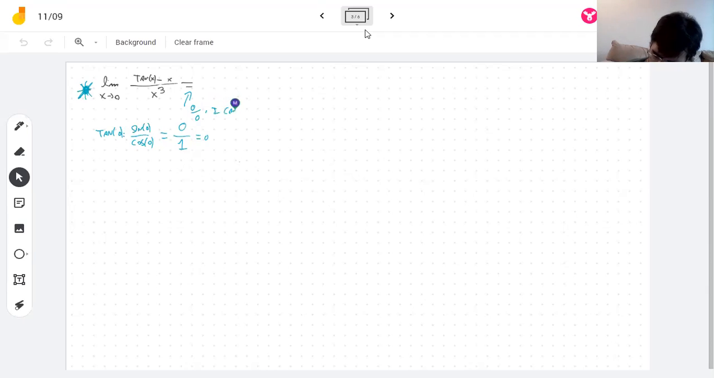which means I can use L'Hopital's rule. So would I take points off if you do a limit with L'Hopital's rule and you don't write anywhere that this is 0 divided by 0? Yes, for sure. Because otherwise you don't know that it works. So since this is 0 divided by 0, I can take the derivative of the numerator and the denominator.